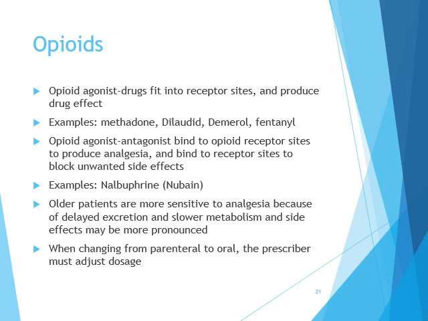Now there's opioid agonists, antagonists that bind to opioid receptor sites to produce analgesia and bind to receptor sites to block unwanted side effects like nausea or sedation. So those aren't good because you may not want too much sedation because it can suppress the respiratory rate. An example of that would be Nubain.